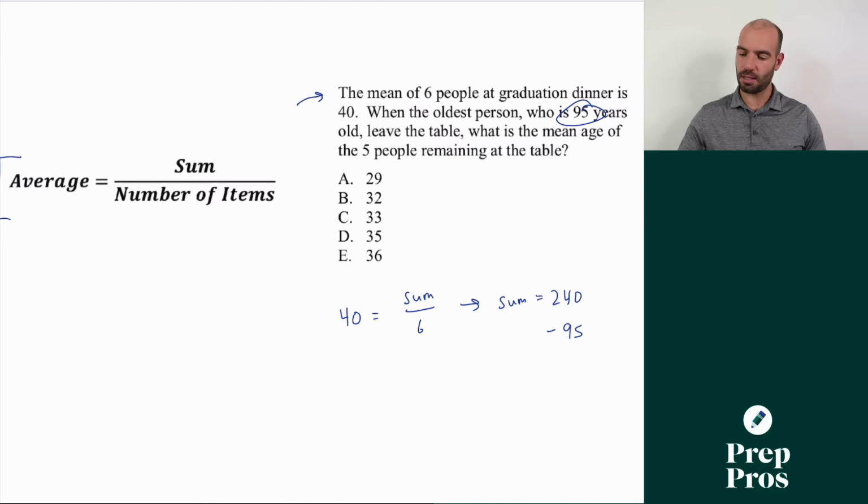Now, when the 95-year-old person leaves the table, we can take away the 95 to find out the ages of everyone left over, which means there's going to be a total of 145 years left at the table. There's 5 people at the table, so we can divide that value by 5, and we find that the average age is going to be 29. So again, I know I made it look easy, but you've got to know how to go backwards on the ACT for average questions like this.